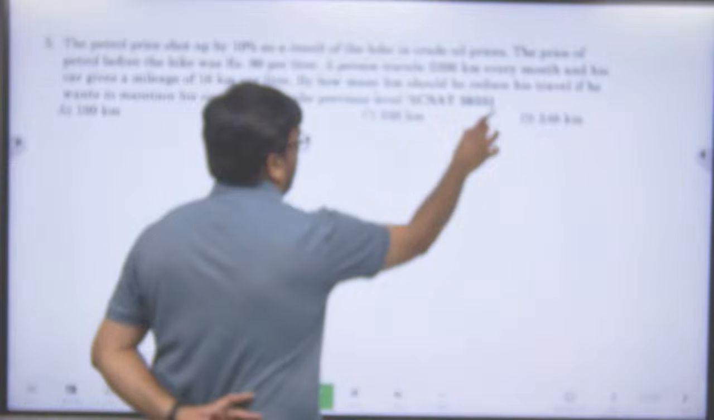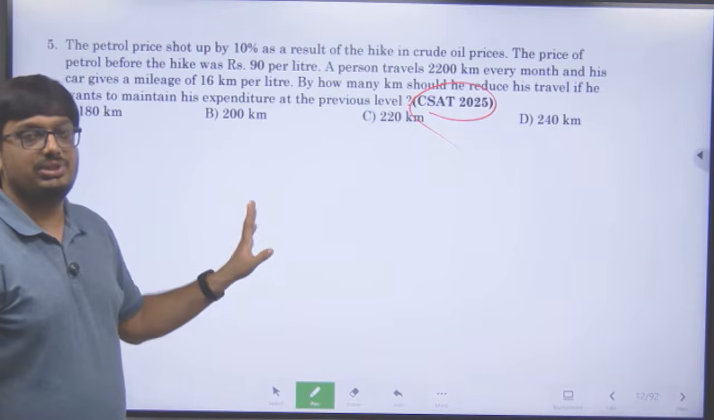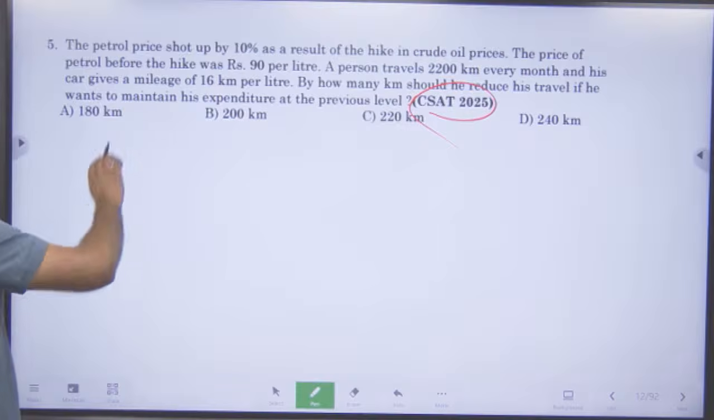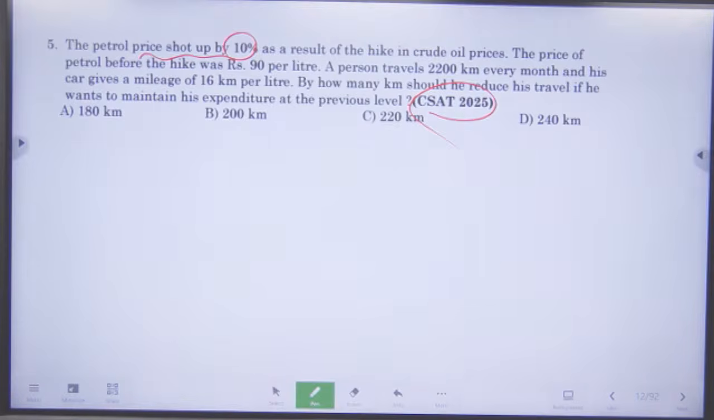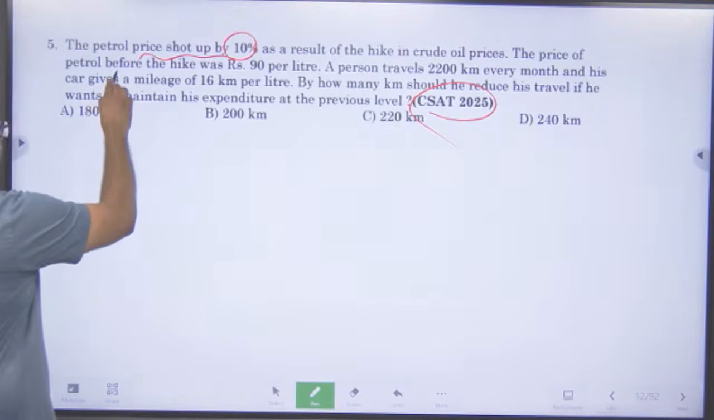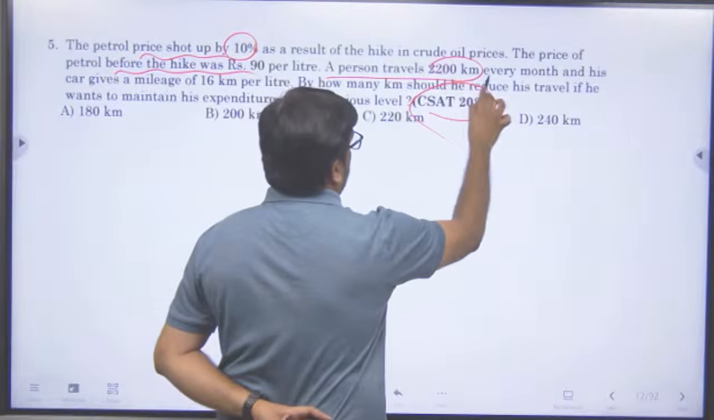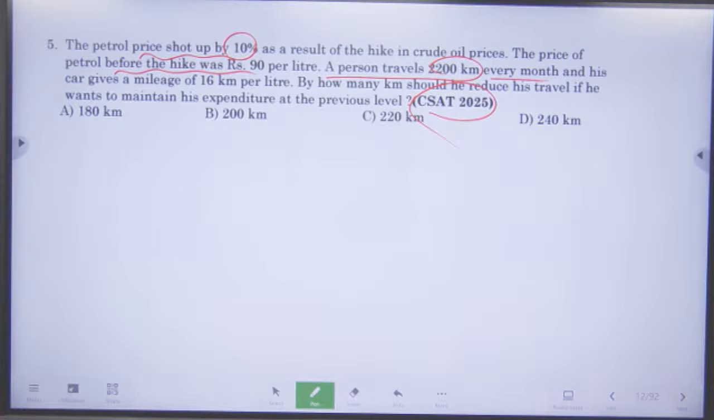Let us see the next question. This question also they have asked in 2025. Recently they have asked this question. Listen here. This question is related to consumption expenditure. The petrol price shot up by 10% as a result of hike in the crude oil prices. The price of petrol before hike was 90 rupees per liter. A person travels 2200 km every month and his car gives a mileage of 16 km per liter. By how many kilometers should he reduce his travel if he wants to maintain his expenditure at the previous level?